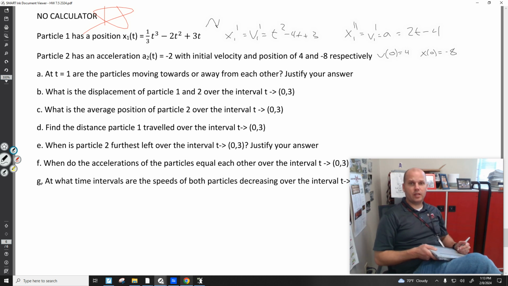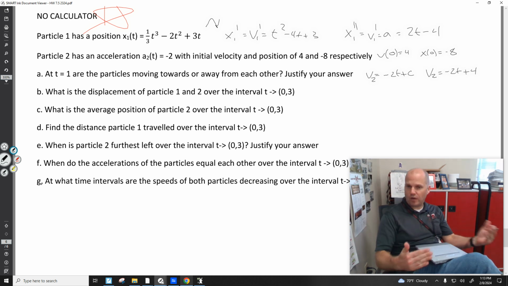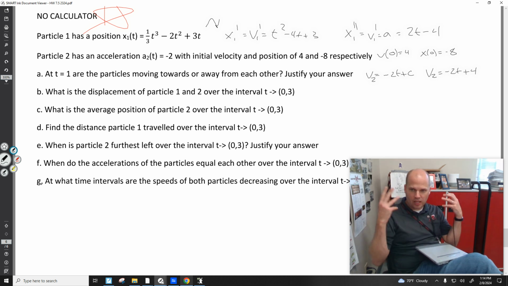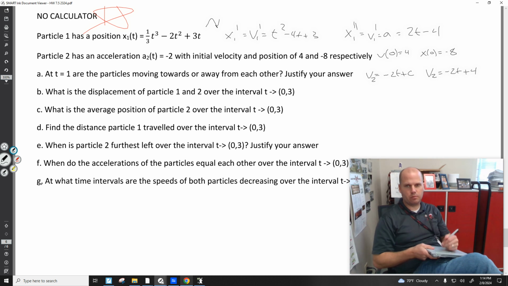We can take antiderivatives. So v would be negative 2t plus c. This is for particle 2. V of 0 is 4. So v is negative 2t plus 4. Remember, if you can find c, find it. If you can't, okay, we can't. When you can't find c, you can still subtract values and see the change, or see what the accumulation would be.